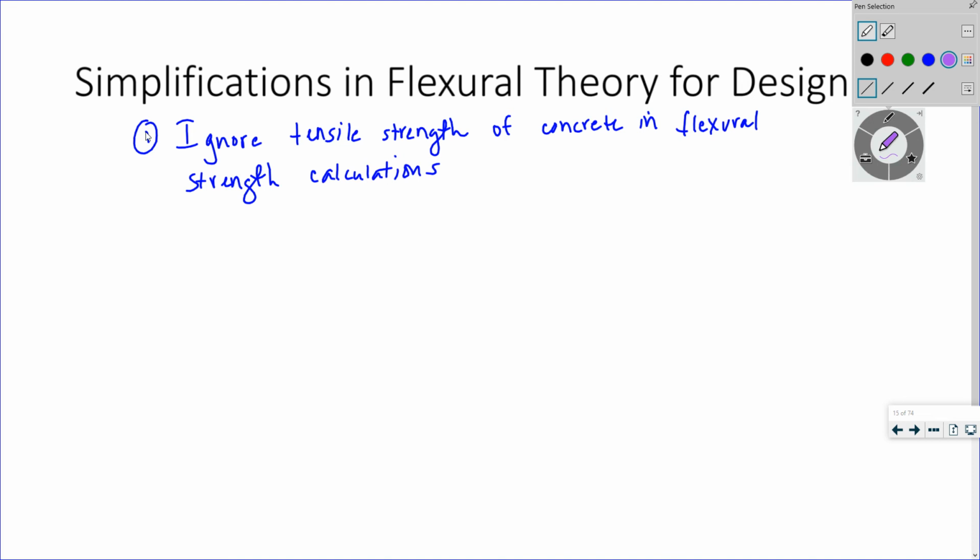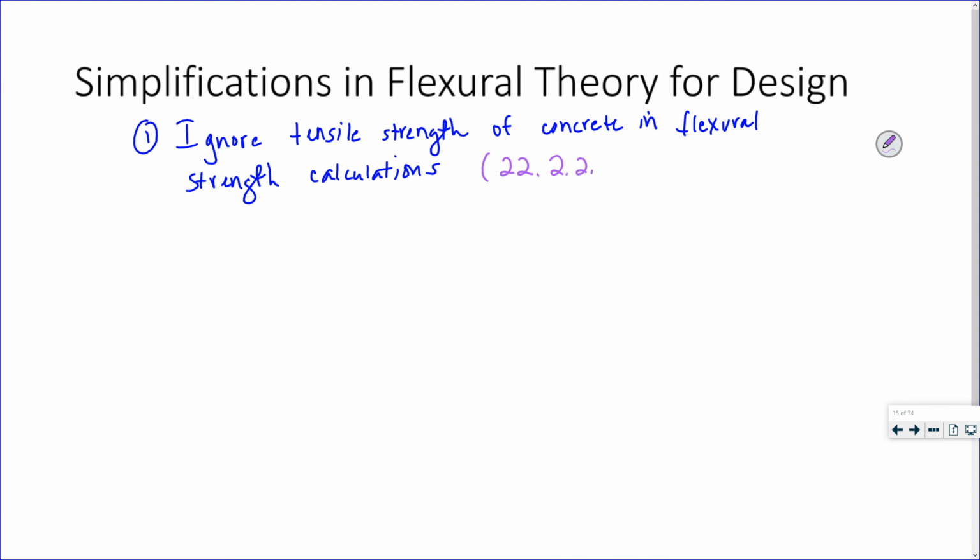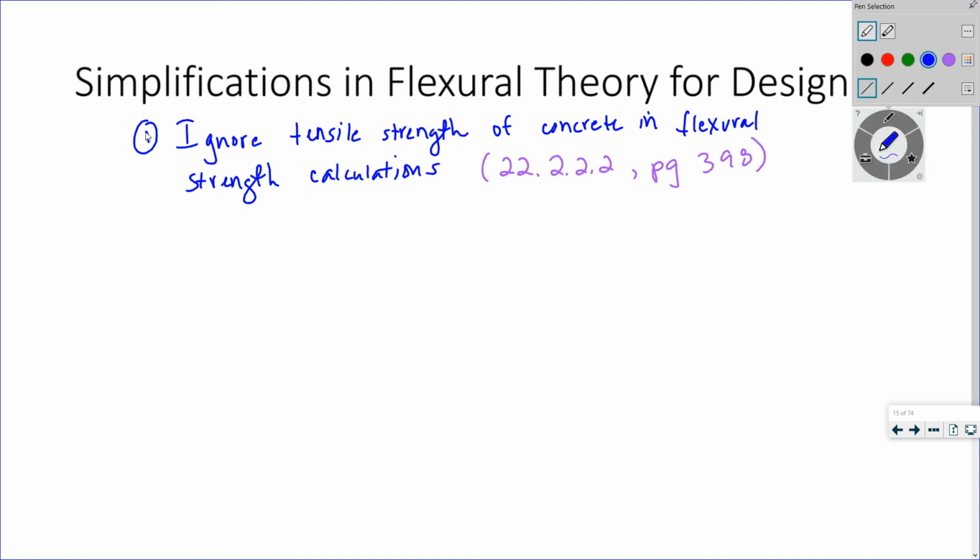We're going to say 22.2.2.2, which is on page 398. If you go flip to that, it says tensile strength of concrete shall be neglected in flexural and axial strength calculations.